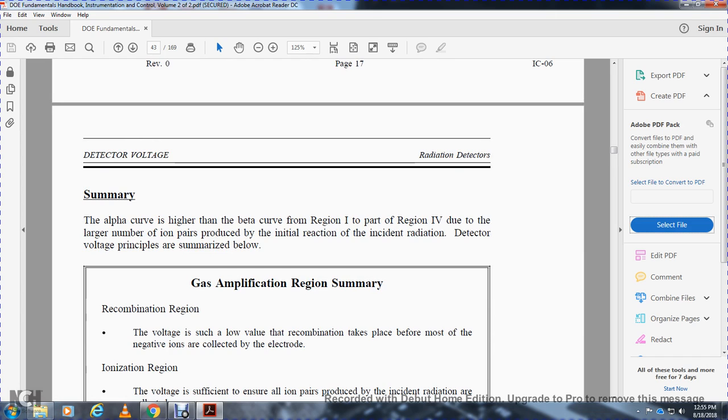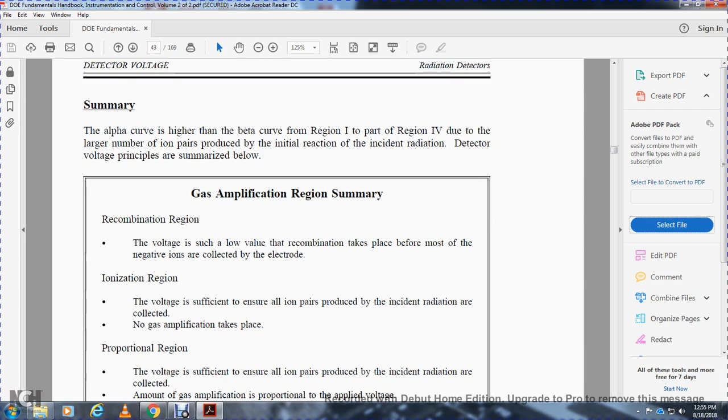Alpha and beta curves, region 1 through region 4, detect a large number of ion pairs produced by the initial reaction of the incident radiation in the detector. The voltage prior to ionization is summarized below. Gas amplification region in summary.